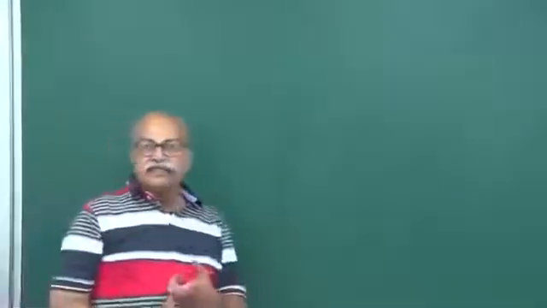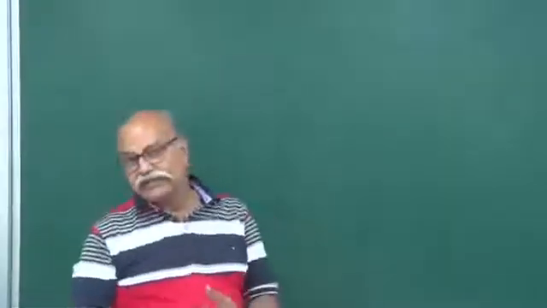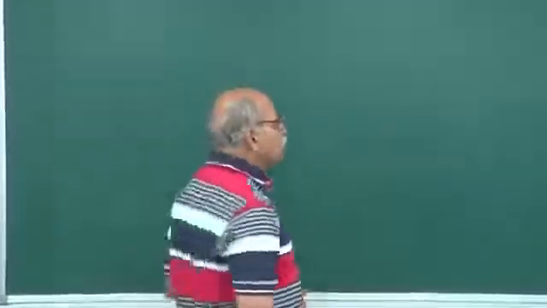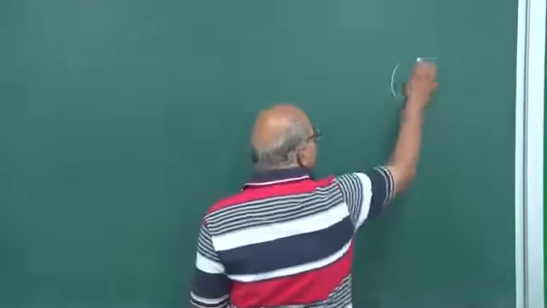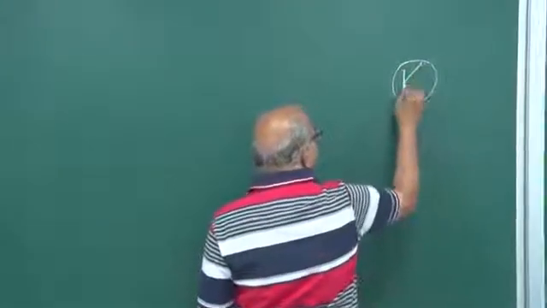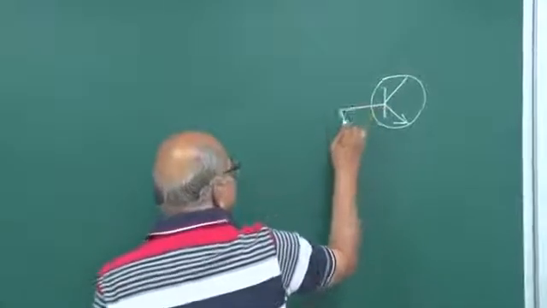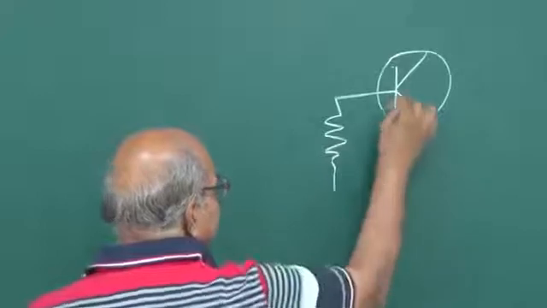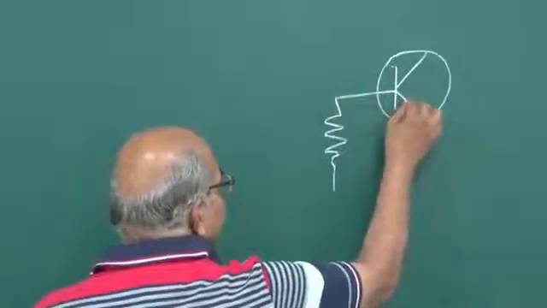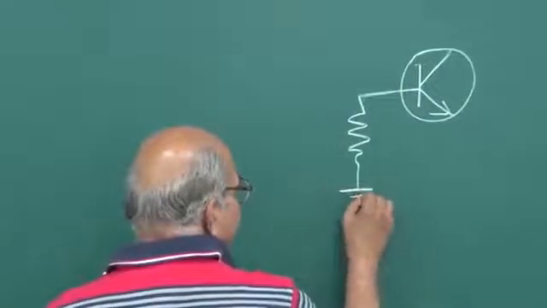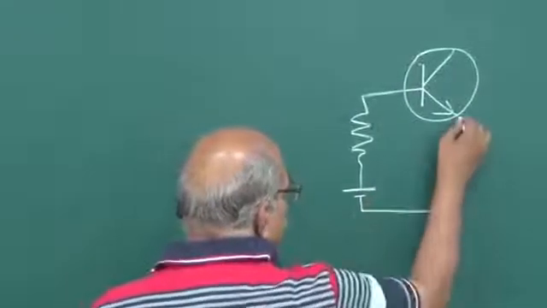So, let us consider an NPN transistor in common emitter mode. So, I have this transistor, and then I have a resistance, then this is P and this is N. So, this should be at a higher voltage, and so it should go like this.